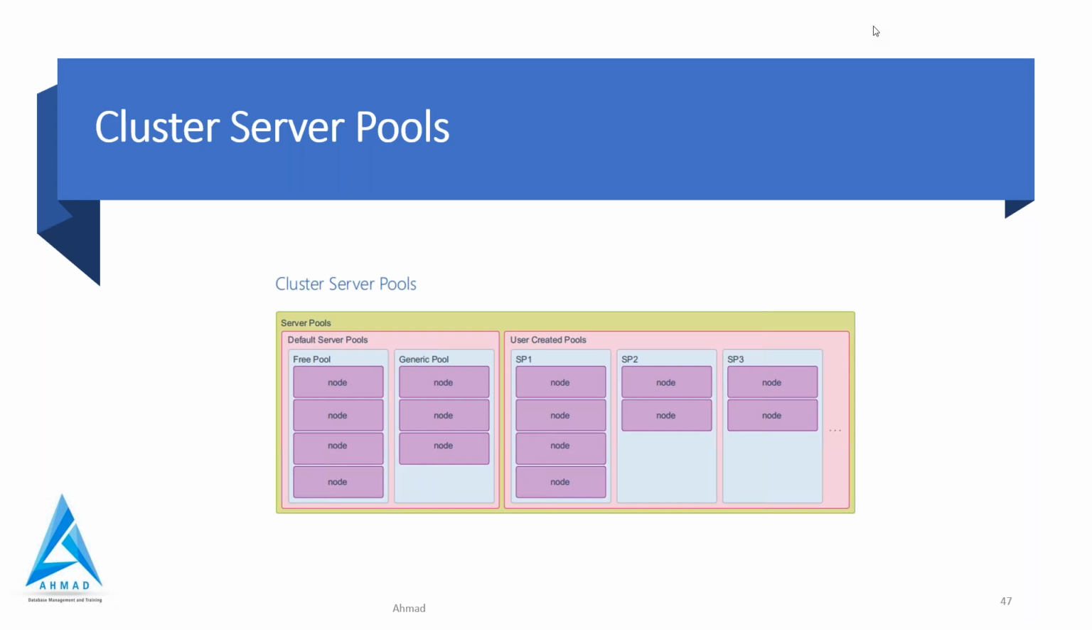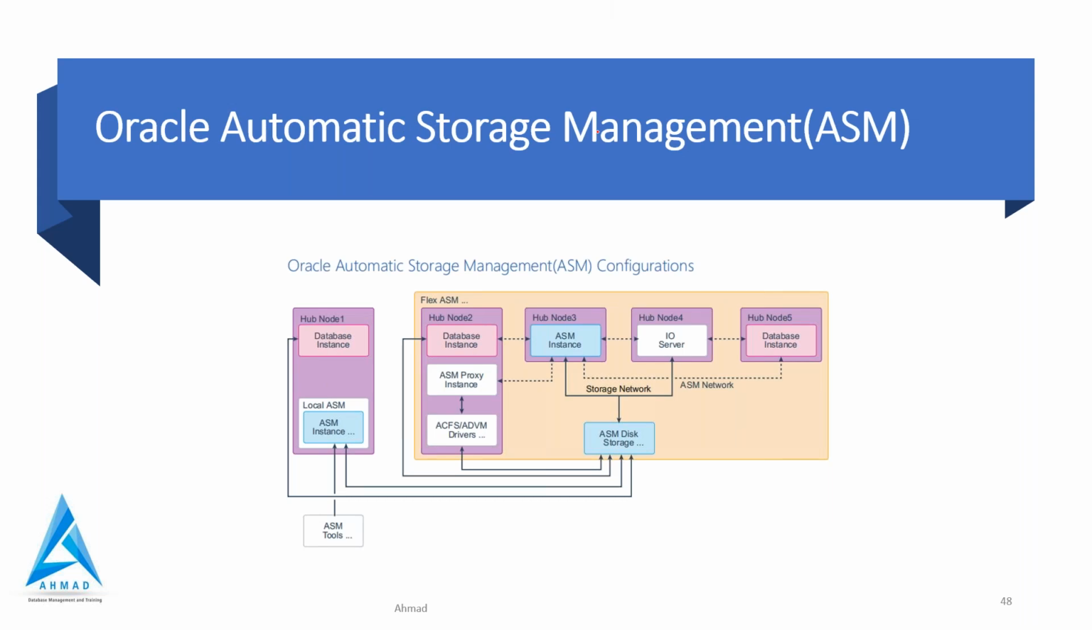So this is a cluster server pool, and if you go into this section, ASM. I have added a little bit on ASM, and everyone knows about ASM. All ASM installations can be configured with Oracle ASM Flex Client. There is a hub node, node 1, node 2, node 3, node 4, node 5, like that, and that is basically from 19c, which is recommended.